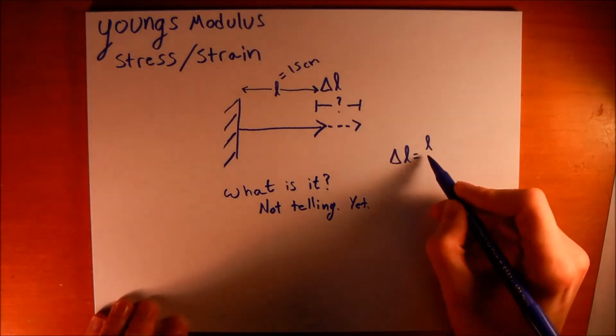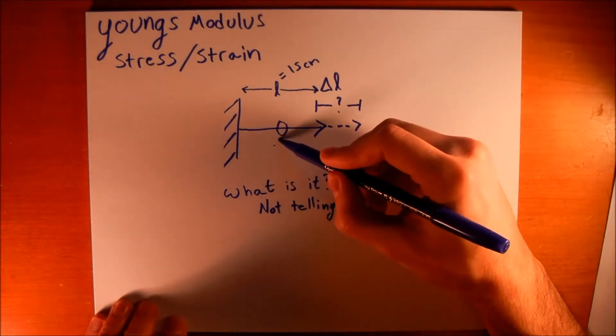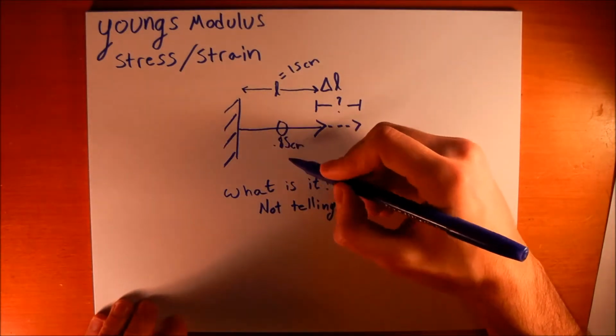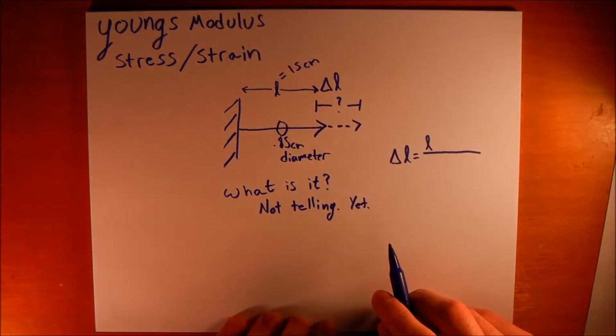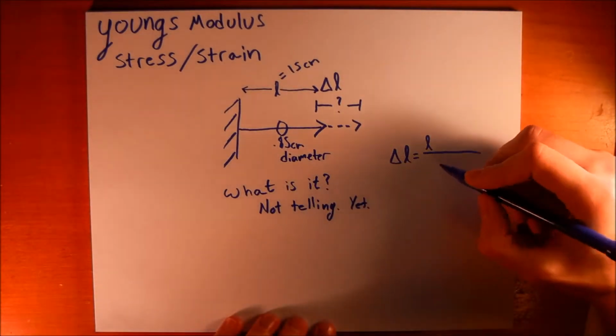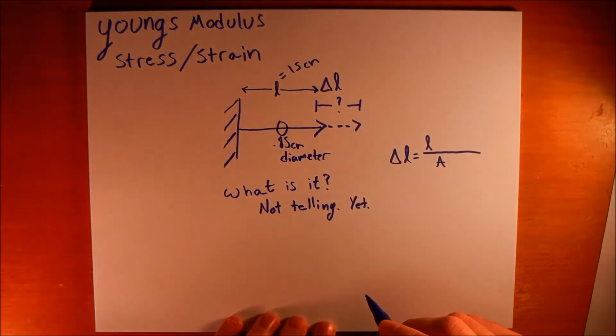Now what might make it stretch less? We can guess that a thicker object might stretch less, something with a greater area. We measure this for a diameter of 0.85 centimeters, but we're really concerned with the area, because a square rod doesn't have a diameter, and area is a more universal term.